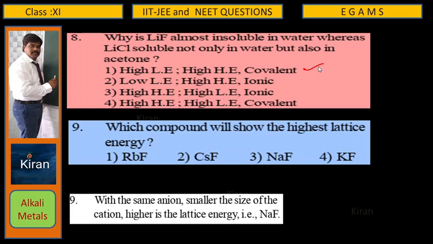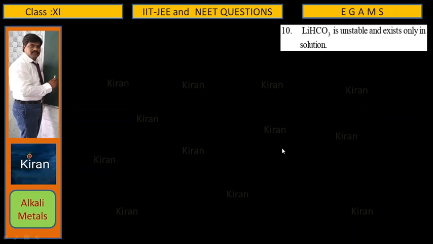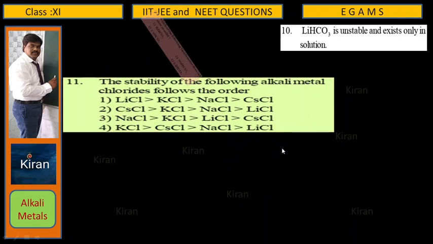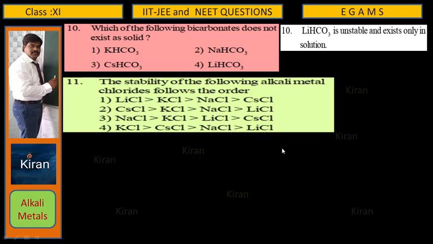Which compound will show the highest lattice energy? Focus on your alkali metals, which has a smaller atomic size and which has a higher atomic size. Based on that we can decide the smaller ion in this case is sodium. So the right option is the third option. Which of the following bicarbonates does not exist as a solid? Lithium bicarbonate is unstable and exists only in solution. It is not available in the solid state.